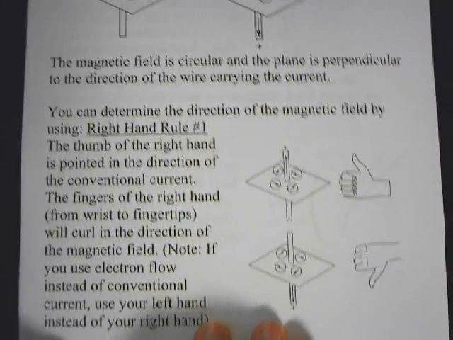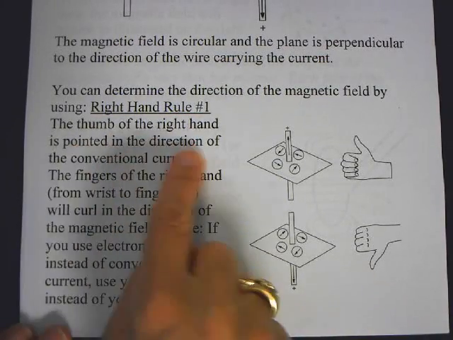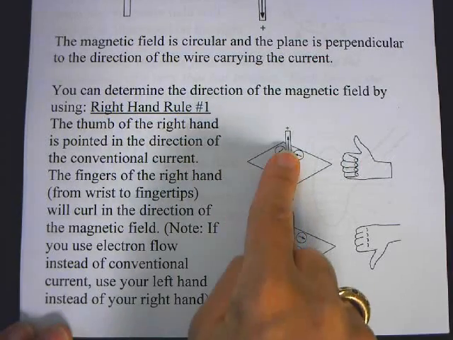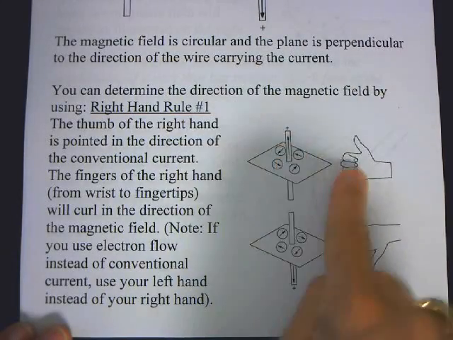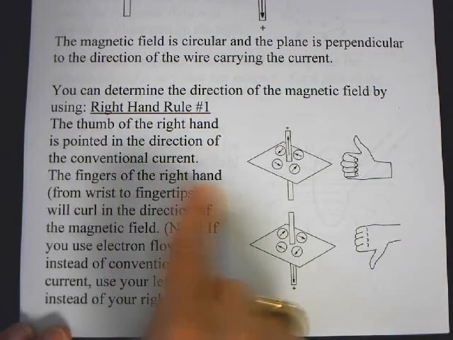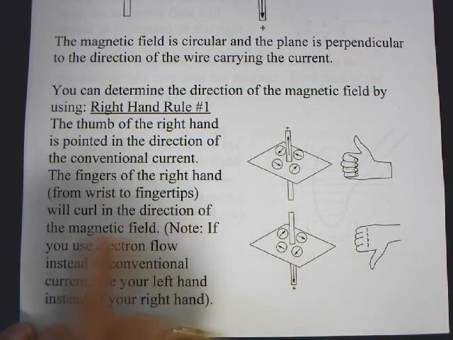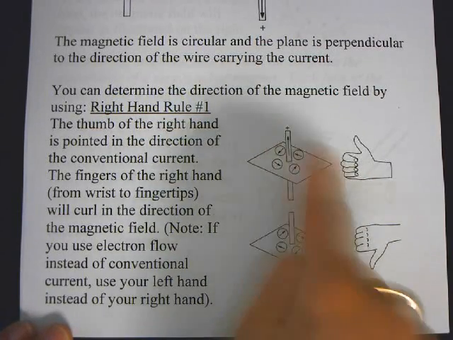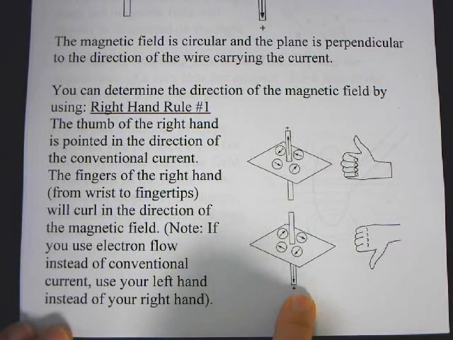So this is something called the right-hand rule. It says the thumb of the right hand is pointing in the direction of the current. So see in this picture the current's going up, you would take your right hand and put your thumb up in the direction of the current. The fingers of the right hand, from the wrist to the fingertips, will curl in the direction of the magnetic field. So what that means is if the current is going up, the magnetic field is going this way around the wire. If the current was going the other way, the magnetic field is going the other way.